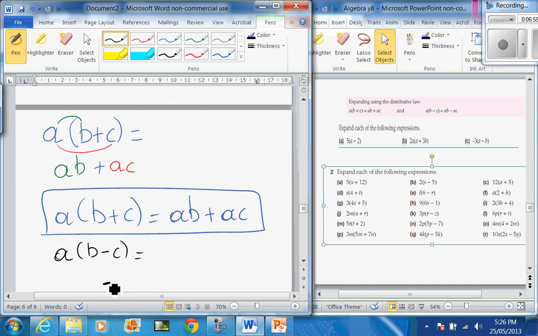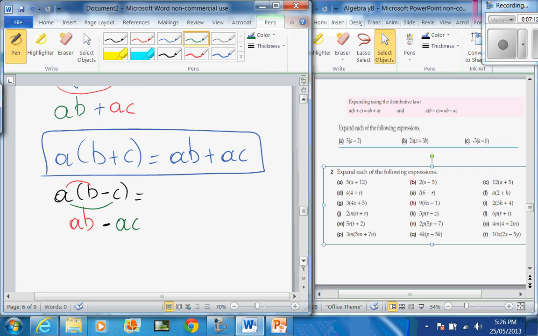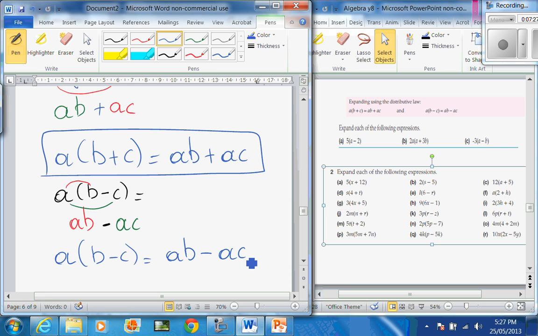I keep my minus first until I get ready, and I'm thinking A times B equals AB. A times C equals AC. So what am I doing? What's my rule when I have A, B, take away C? It is AB minus AC. Okay?